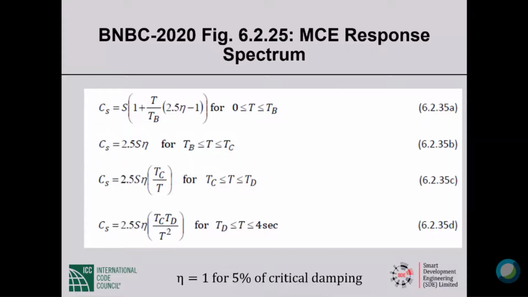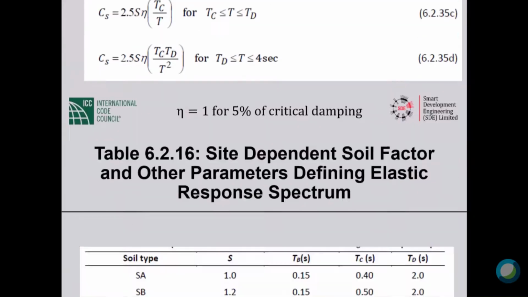I didn't even mention that. In BNBC, they have given you an option to use something other than 5% of critical damping. That's what the eta factor is. I will not go into that because it is rarely that we use something other than 5% of critical damping. And eta is equal to 1 for 5% of critical damping. So in all subsequent discussions, I will use eta equal to 1.